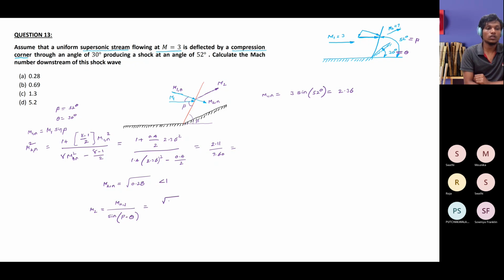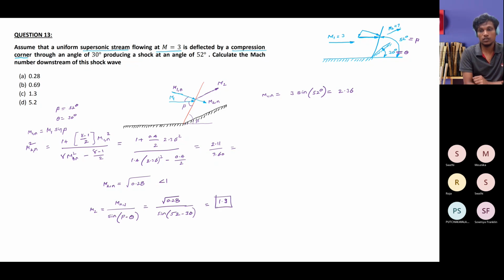So let's substitute the details that we have. We already obtained that Mn2, that is the normal component, as 0.28 square root, and then sine of the oblique shock wave angle, 52 degrees, minus 30 degrees. Doing this, we get M2 as 1.3, which is supersonic.